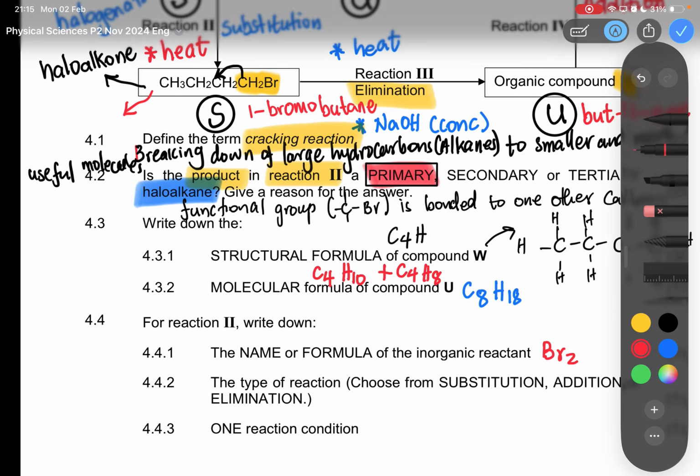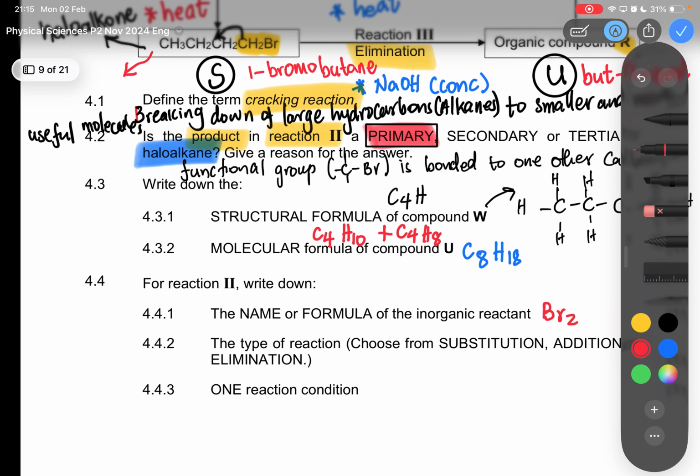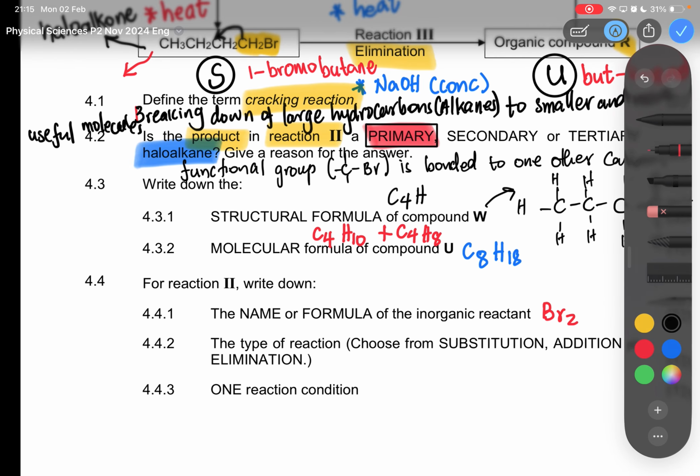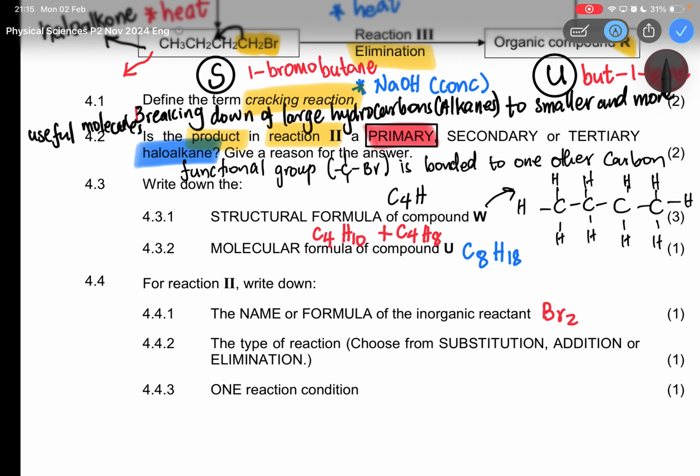All right, so the reactant that we need is Br2. Now they are asking the type of reaction. Choose from substitution, addition, or elimination.